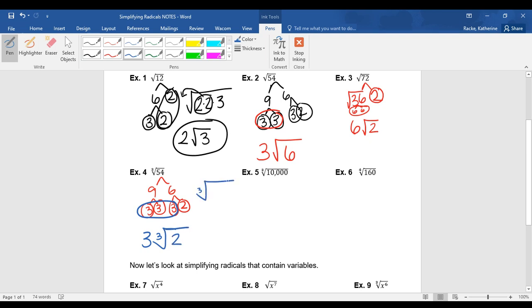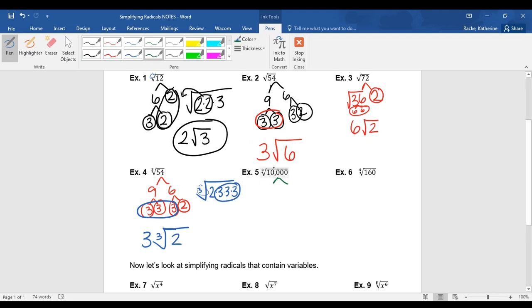Okay. If you wrote this out, it would look like this: 2, 3, 3, 3. There's my group of 3. So you're always trying to match this number. Remember, if there's no number there, it is just a square root. So just 2.